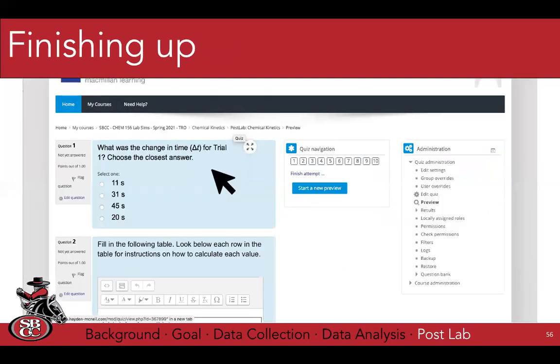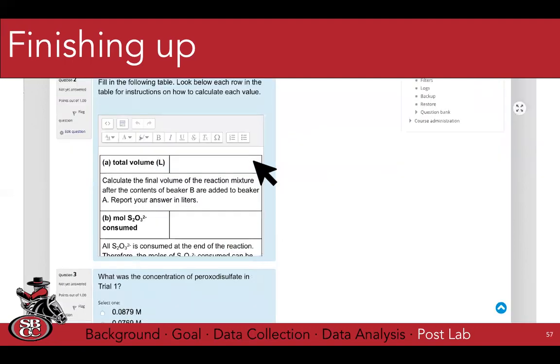So here is a brief preview of the post lab. Again, trust that the post lab is going to walk you through it. First off, what is the delta T for trial 1? And look at these values: 11, 31, 45, and 20. This just gets you to know whether what you measured as the endpoint is legitimate. I think it's a good starting question because if you measured 2 minutes and 45 seconds, like I did the first time, you've got to go back to the beginning and say, oh, I'm not seeing what I'm supposed to be seeing. So this is a good place to start.